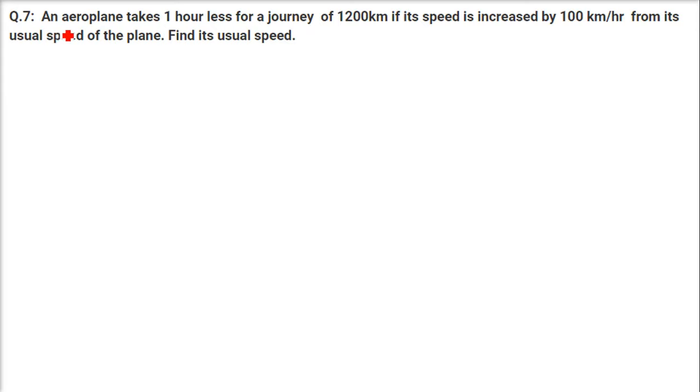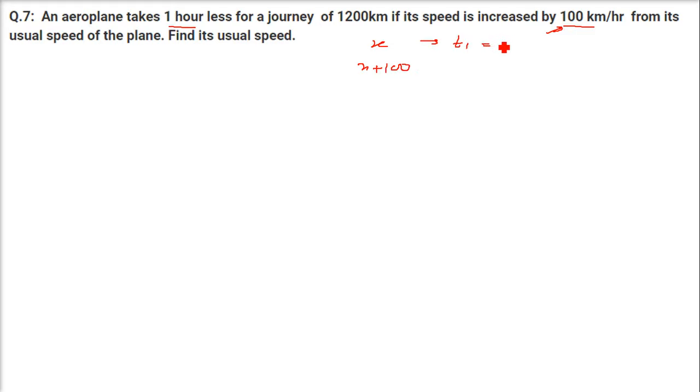Next question is, an aeroplane takes 1 hour less for a journey of 1200 km if its speed is increased by 100 km an hour from its usual speed. Find its usual speed. So let us assume that the usual speed of the plane is x. Now it will increase to x plus 100 and the time will be less. So what is the time? Let us take this condition.